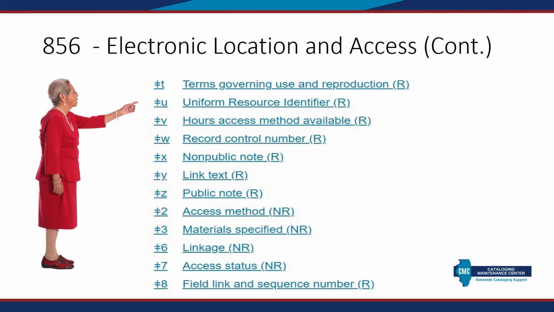Subfield Y is the link text, and you can put here the text that you would like to appear instead of the big old ugly link that most access things generate. Typically things like "click here to access," terminology like that usually works there. And subfield Z is the public note, a public-facing note for patrons containing any necessary information they might need to access the electronic resource.